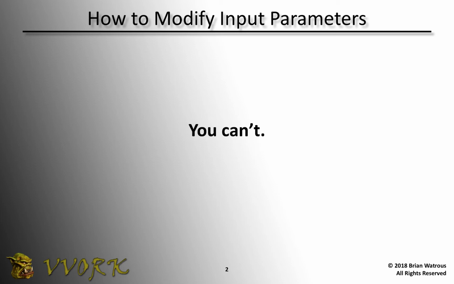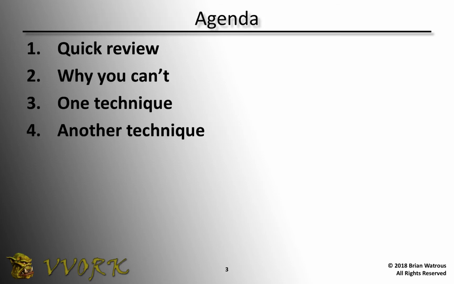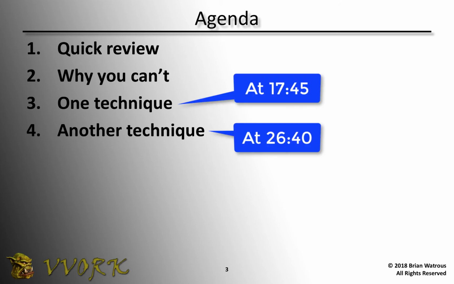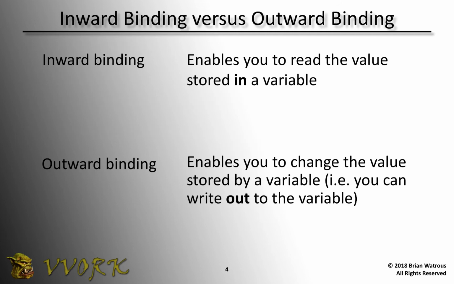So let's continue onwards. Now, in this particular video, I'm going to take us through a quick review of input parameters, output parameters, and attributes, along with inward binding and outward binding. Then, after that, we'll take a look at why it's not possible to modify input parameters. But we won't leave it there. There are some techniques that you can use to enable you to do what you're trying to do. Strictly speaking, you're not modifying input parameters, but it's going to be as if you are. So let's move onwards and see what we've got here.